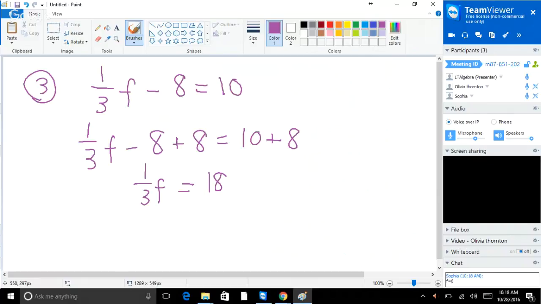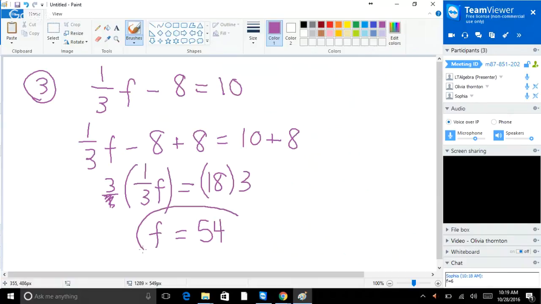So instead of thinking I'm going to divide by 1/3, what if the reciprocal of 1/3 is 3, or 3/1? Because 3 times 1/3 just gives me 1. So if I multiply that side by 3, I have to multiply the right side by 3, right? So 3 times 1/3 times f just leaves me with f. And 18 times 3 is 54.